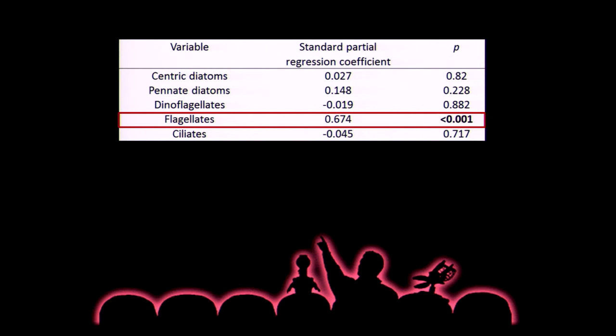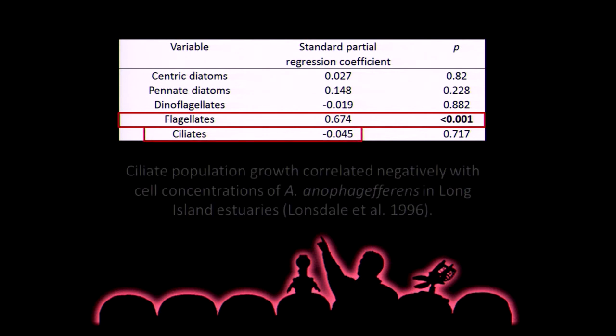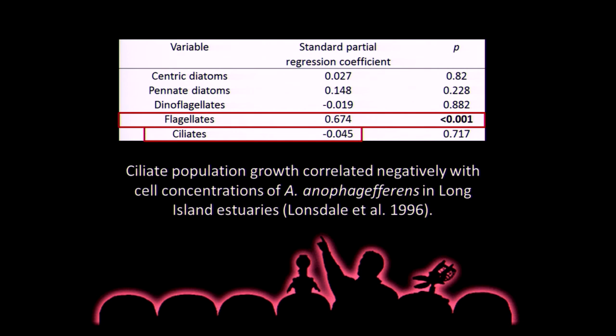Ciliates, this is very interesting. Ciliates also had a negative relationship, but they were not statistically significant. So unfortunately, I couldn't use that. But what I could use was another study by my PhD advisor, who had found during one of the brown tides in the 90s that there was a relationship with ciliate population growth. It was negative. Where you had brown tide, you had a reduction of ciliates.